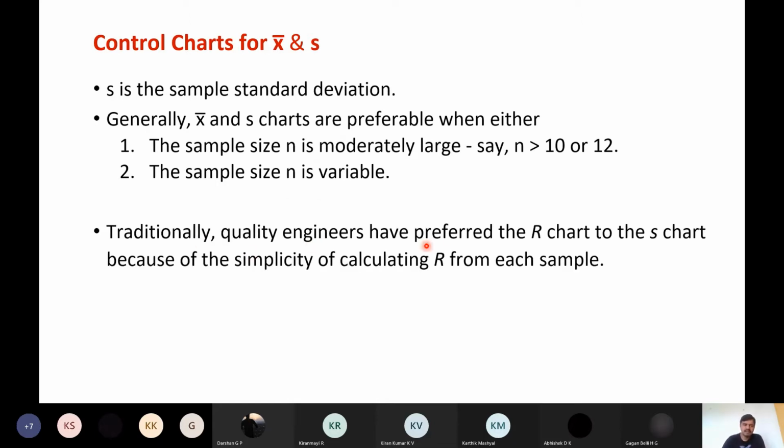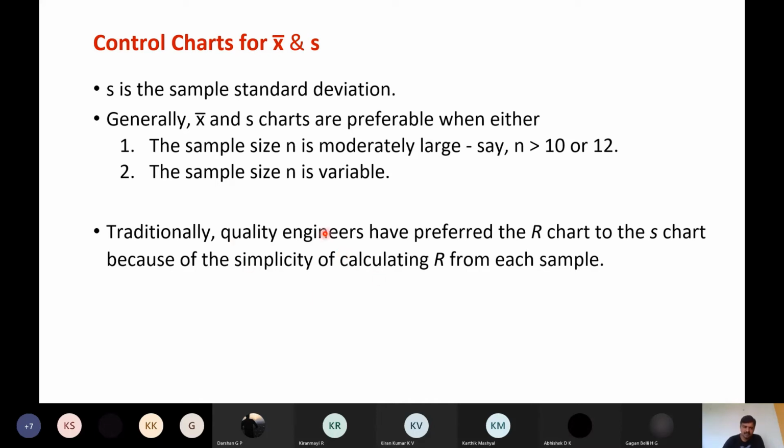Traditionally, quality engineers have preferred the R chart to the S chart because of the simplicity of calculating R from each sample. Already you know the procedure to calculate R. You have to find the maximum and minimum value and take the difference. That is a very simple procedure. Whereas finding the S value requires more calculation, it will consume more time and require more effort.